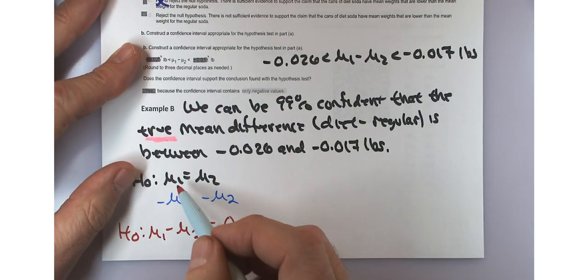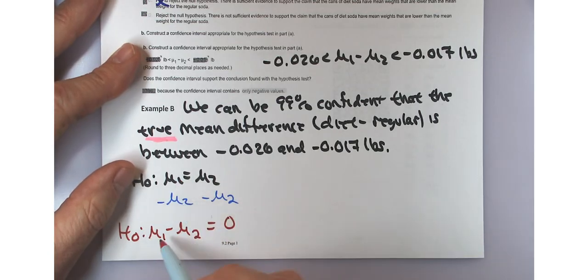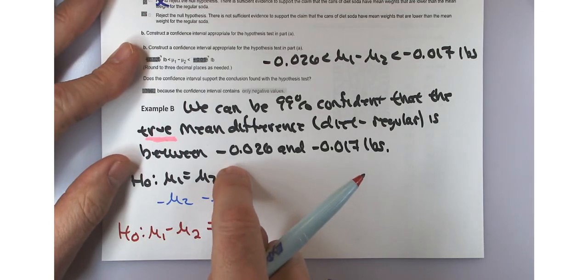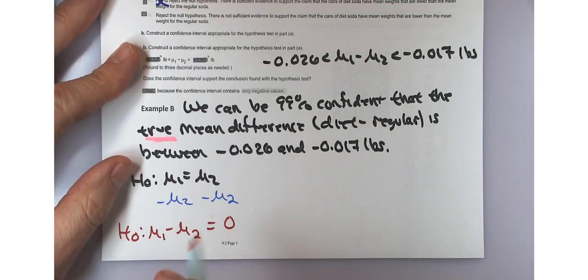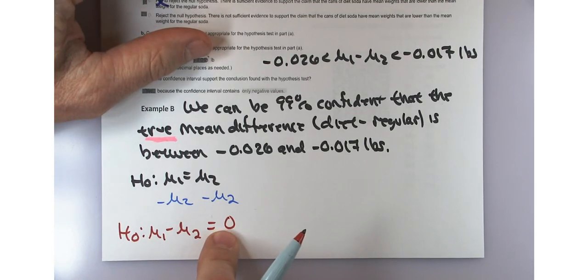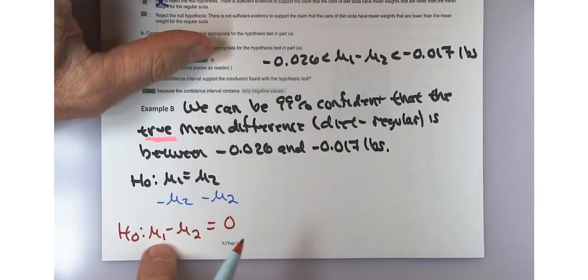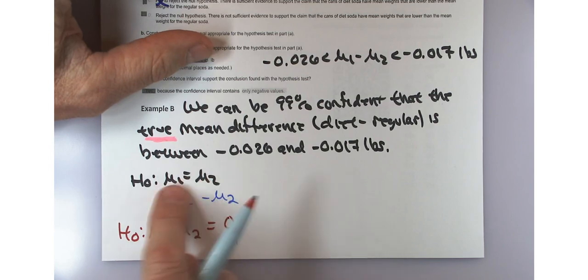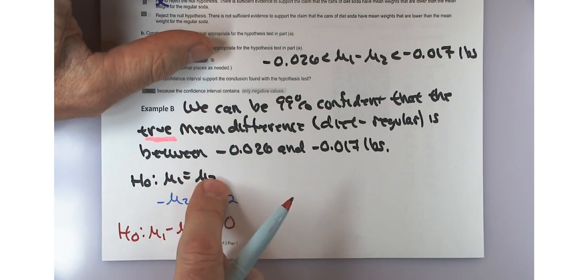It's just mu1 minus mu2. But what it's saying is that if this difference is 0, that's equivalent to both of these being equal. The only time that you could subtract two things and get 0 is if those two things are equal. And so that's the importance of this part, recognizing that when the difference is 0, those two things have to be equal. They're just saying the same thing.